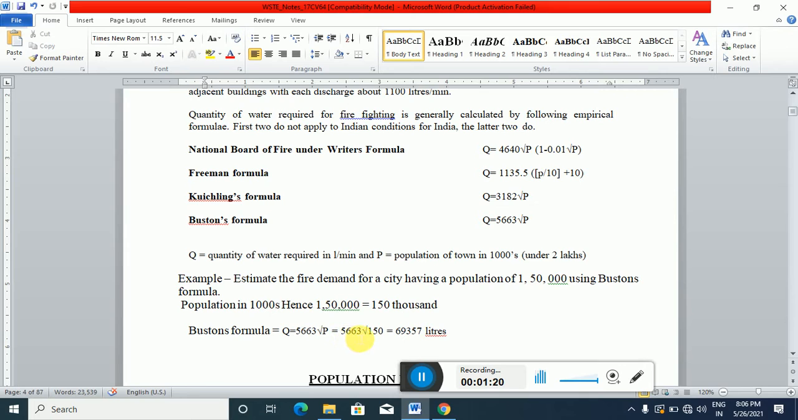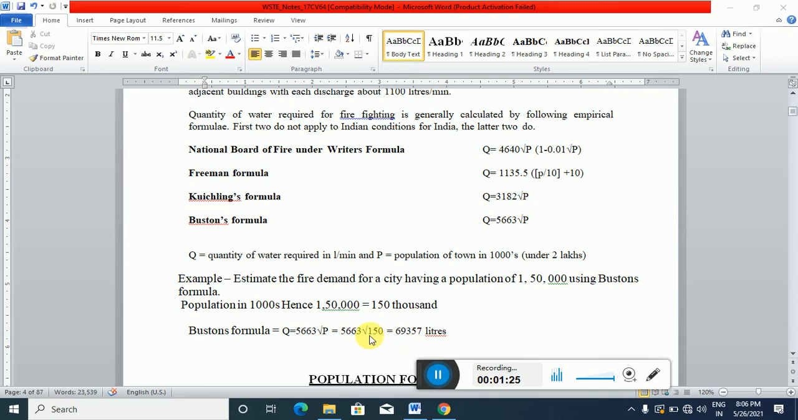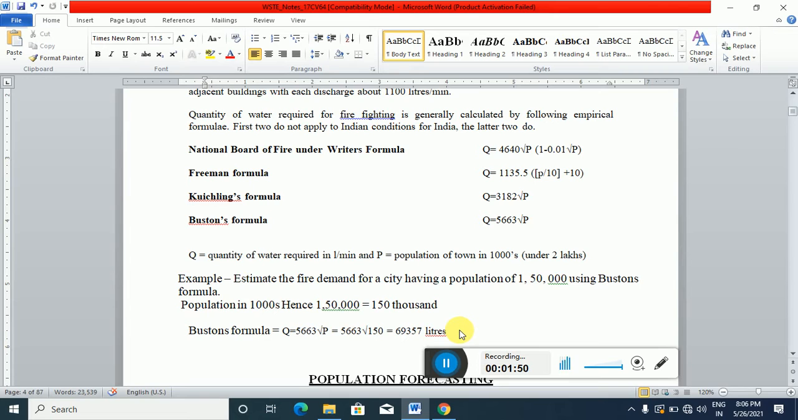Okay, so Buston's formula is given by Q is equal to 5663 under root P. So if you calculate this, under root 150 is around 12.34, I guess. If you multiply that with 5663, you will get the value as 69,357 liters. Okay, similarly you can check the same population for all these different formulas, and you can arrive at the solution. Okay, so I hope it is very simple, just substitution, but care should be taken that the population you are using in this formula should be in terms of thousands.